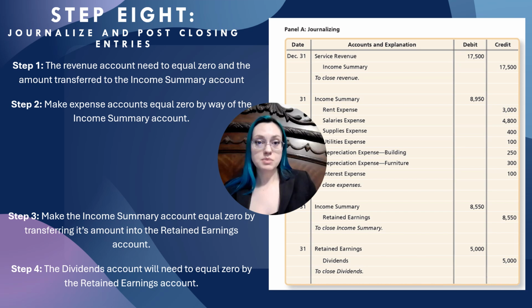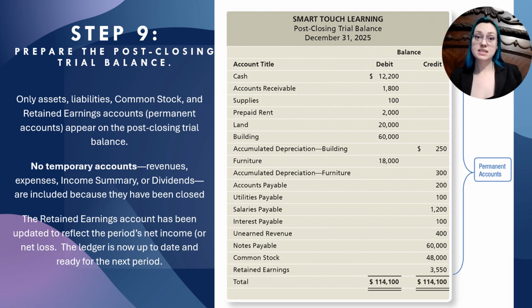The last step, step 4, the very bottom entry: the dividends account will need to equal 0 by debiting the retained earnings account. This entry transfers the dividends to the debit side of the retained earnings account because dividends decrease retained earnings. Last step, step 9.